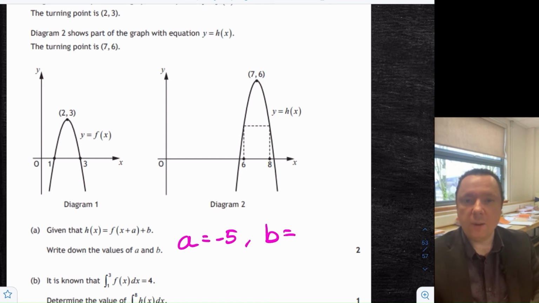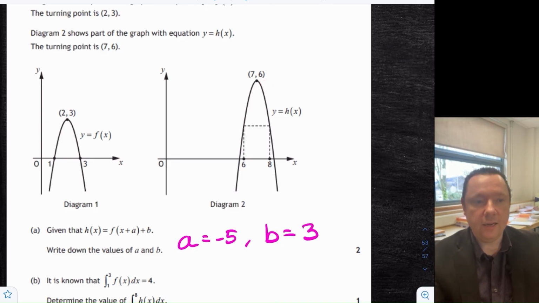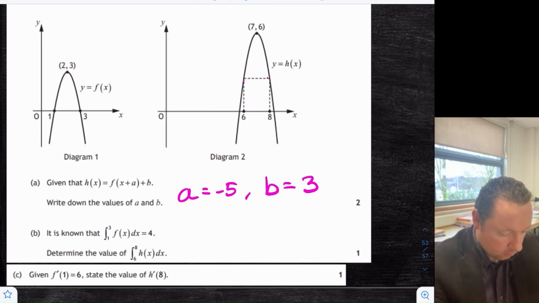The whole thing's moved up by some number. We started at 3 and we've ended up at 6. 3 plus 3 is 6. So b is simply the number 3. And we're done there.